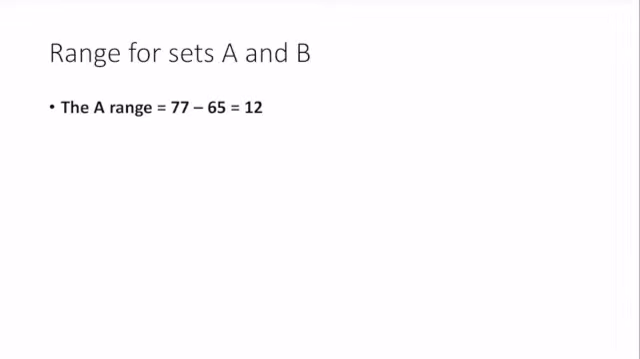So the range of A is 77 minus 65, which is 12. The range of B is 100 minus 42, which is 58. So we can already kind of see that A is more concentrated and has less variation than B.